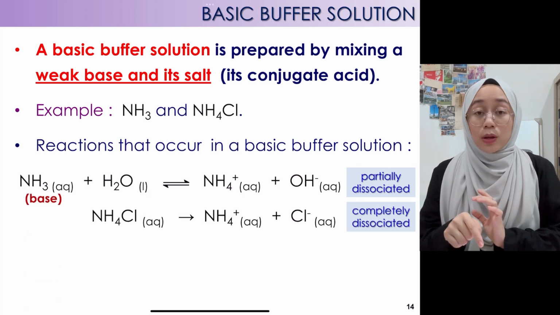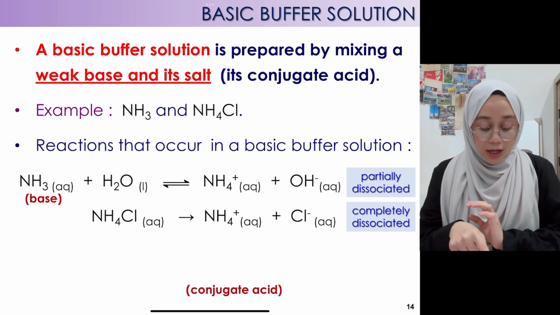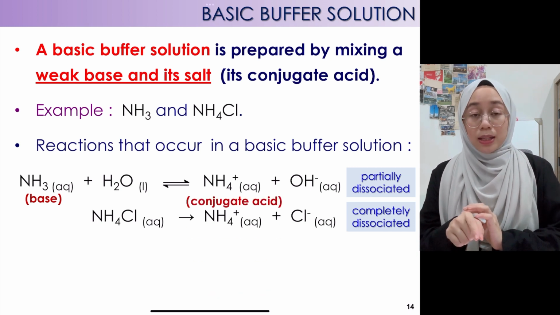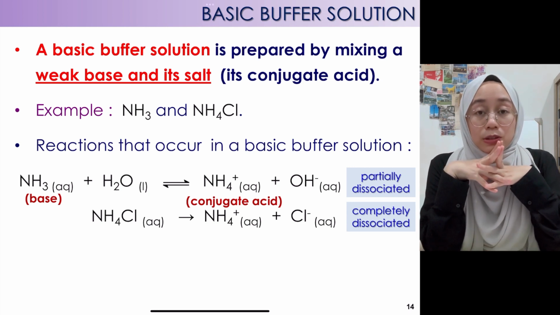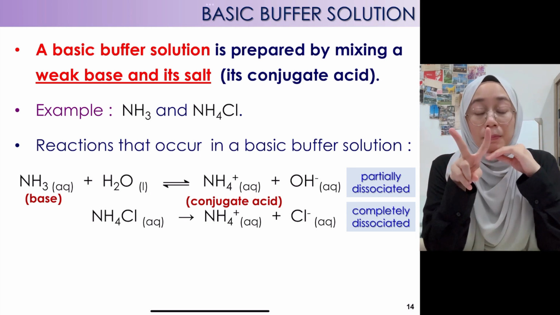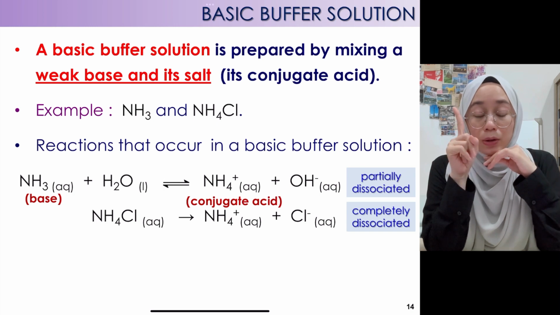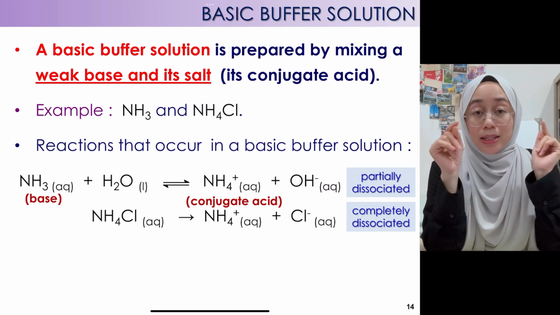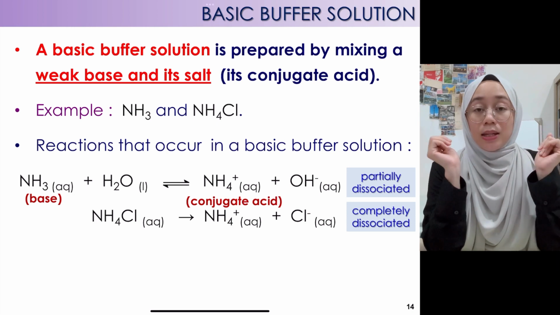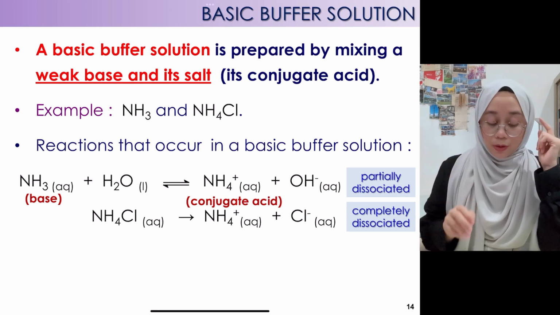Okay, so we do have kita punya weak base dekat sini, which is ammonia. So kita ada juga conjugate acid kita NH4 plus. So basically untuk kita punya basic buffer solution, dia ada dua benda yang paling banyak dalam tu lah. Satu adalah kita punya weak base tu sendiri, satu lagi adalah the conjugate acid. So in this particular case NH4 plus conjugate acid, meanwhile ammonia sebagai kita punya weak base.